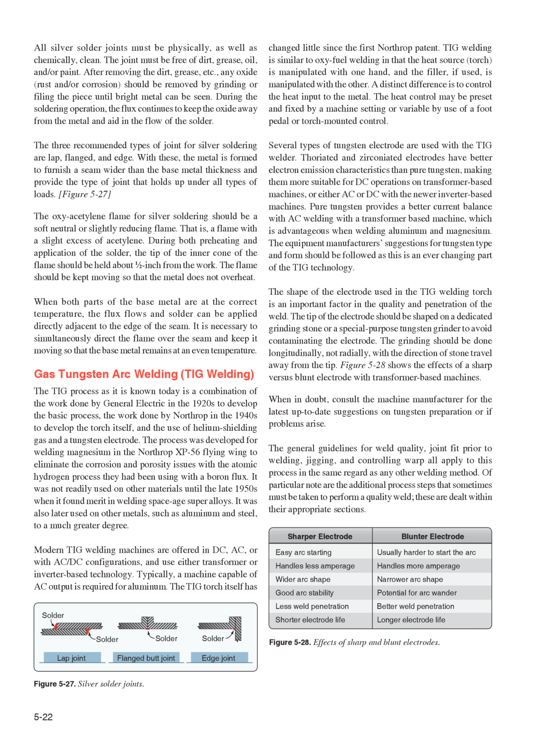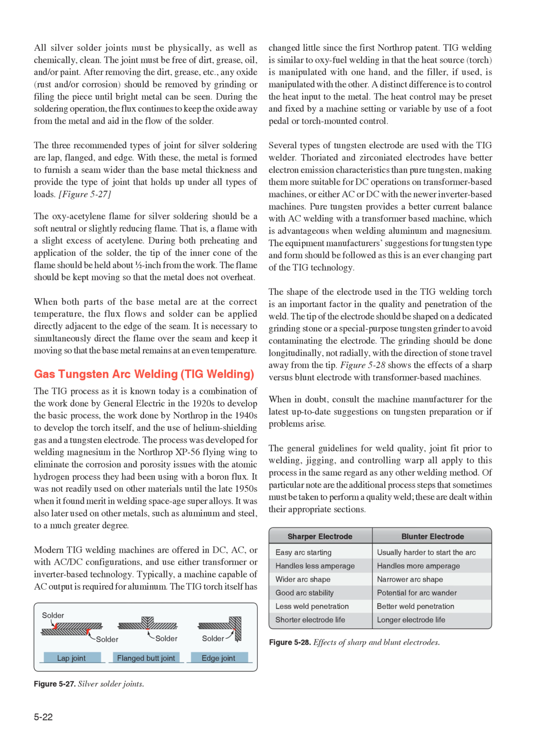Thoriated and zirconiated electrodes have better electron emission characteristics than pure tungsten, making them more suitable for DC operations on transformer-based machines, or either AC or DC with the newer inverter-based machines. Pure tungsten provides a better current balance with AC welding with a transformer-based machine, which is advantageous when welding aluminum and magnesium. The equipment manufacturer's suggestions for tungsten type and form should be followed as this is an ever-changing part of the TIG technology.